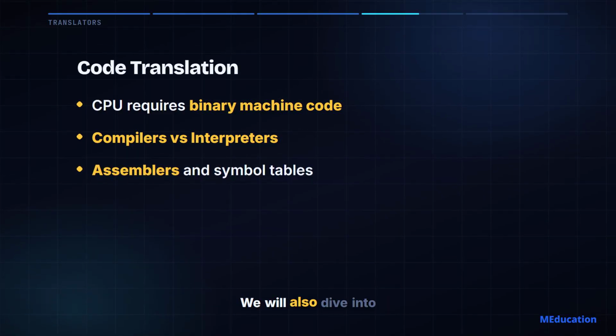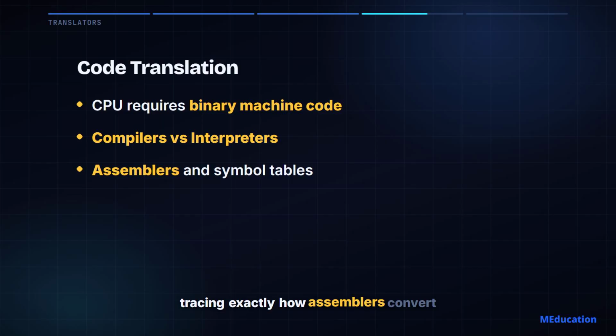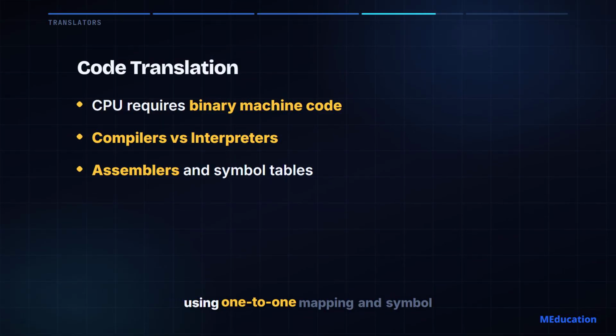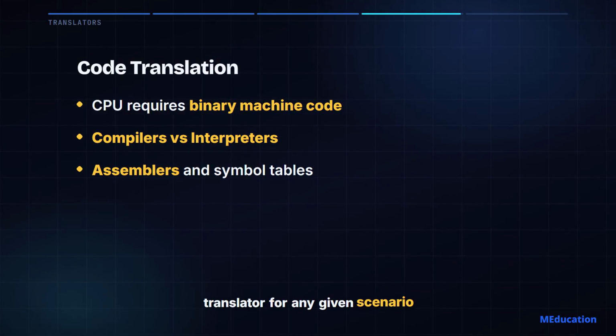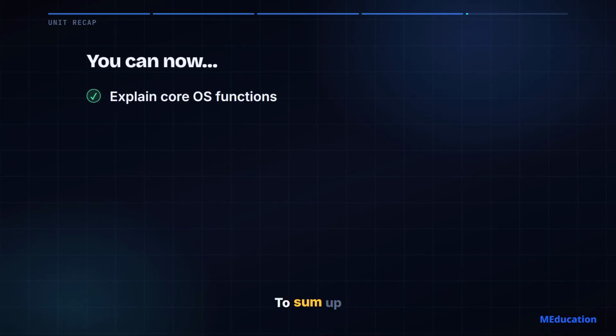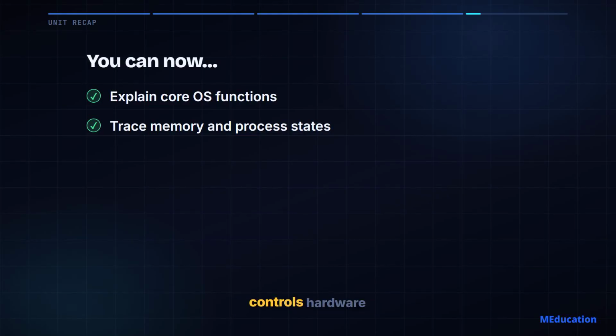line by line. We will also dive into low-level languages, tracing exactly how assemblers convert assembly mnemonics into executable binary using one-to-one mapping and symbol tables. These translation mechanisms are heavily tested in the exam, and you will learn exactly how to justify the right translator for any given scenario. To sum up, this unit gives you the complete picture of how software controls hardware.